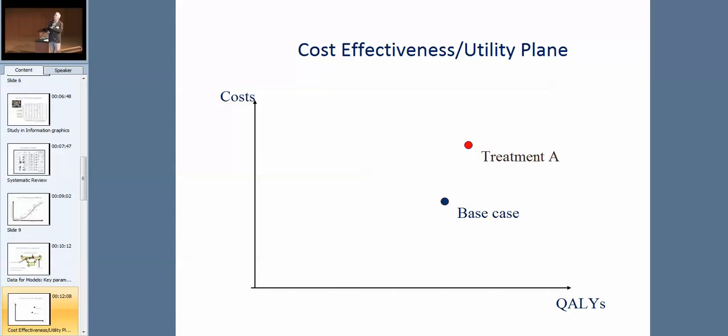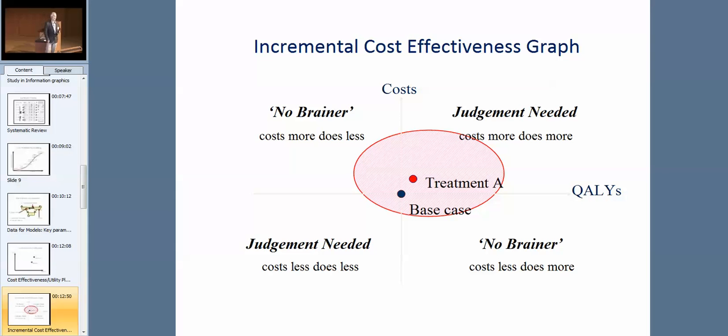You'll get an increase in cost and an increase in quality. So it's against the original case. And if you put the comparator in the middle, then you can create what's called an incremental cost effectiveness plane, where you've got 4 quadrants. So the new treatment will either come in this quadrant, where it's going to cost more and do less benefit, so it's not much of a decision to be made there. We could call it a no-brainer quadrant.